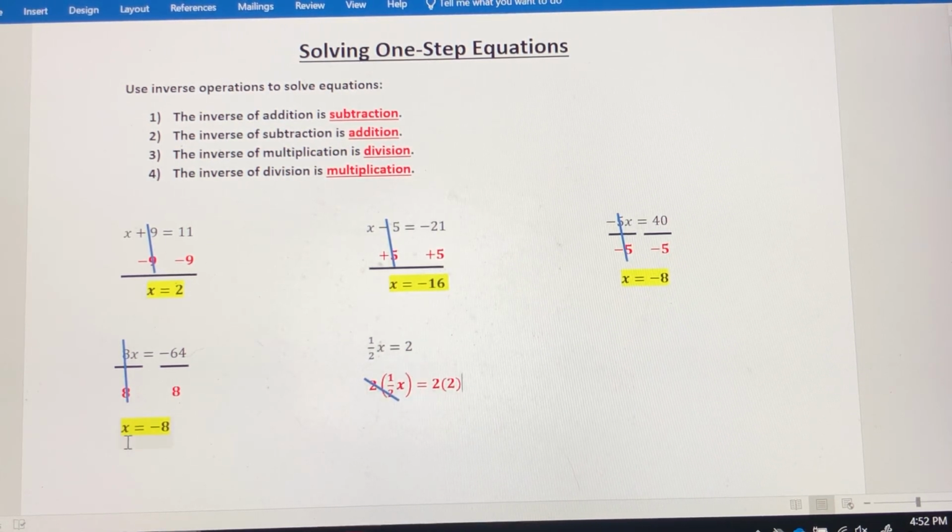1x means I just have x. On the right side, I've got 2 times 2, which is 4, so x equals 4. Okay, check your work. 1/2 of 4, well, half of 4 we know is 2. That's a true statement, so that has to be the answer, okay? So that's how you use inverse operations to solve one-step equations.